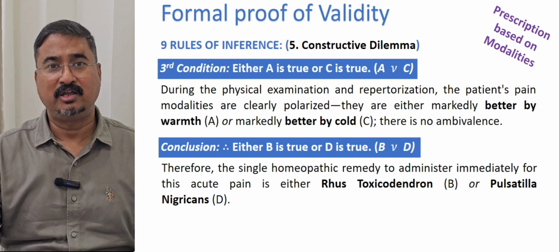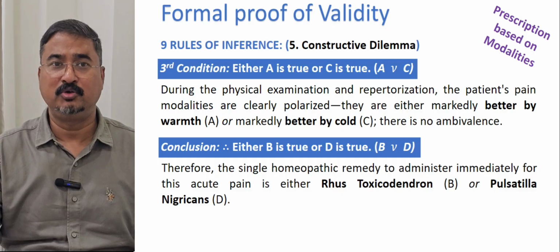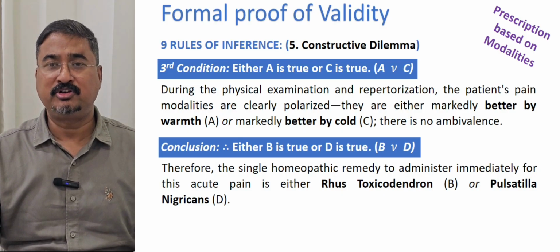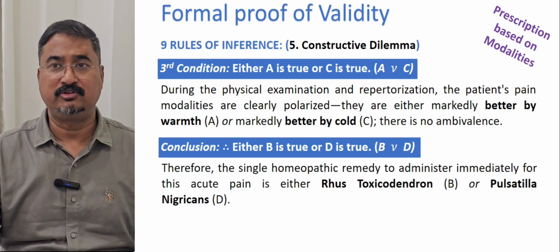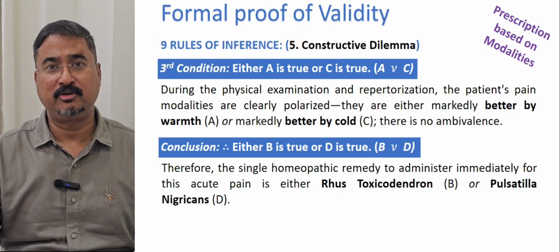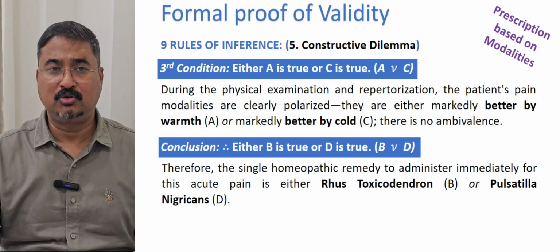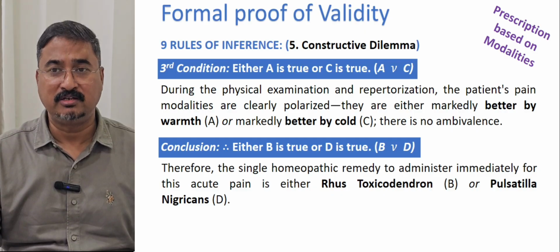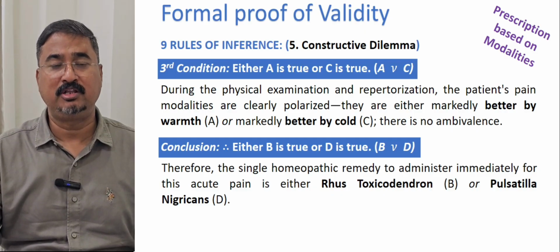Third condition, either A is true or C is true, meaning during the physical examination and repertorization, the patient's pain modalities are clearly polarized. They are either markedly better by warmth or markedly better by cold. There is no ambivalence. So the conclusion will be, therefore, either B is true or D is true. Therefore, the single homeopathic remedy to administer immediately for this acute pain is either Rhus tox or Pulsatilla nigricans.